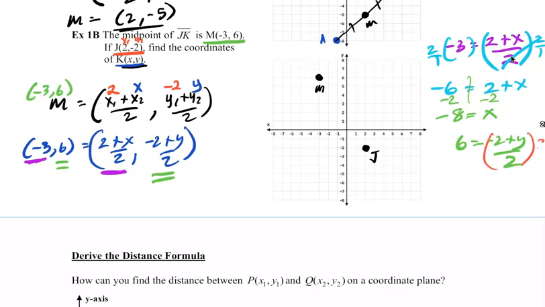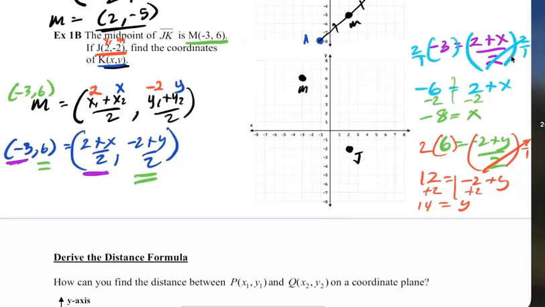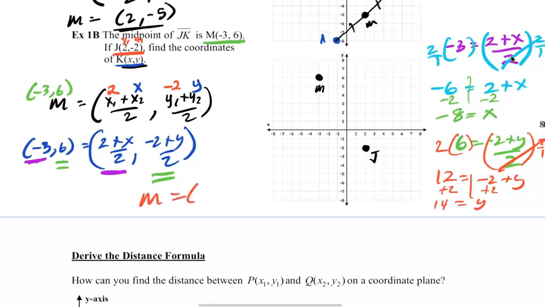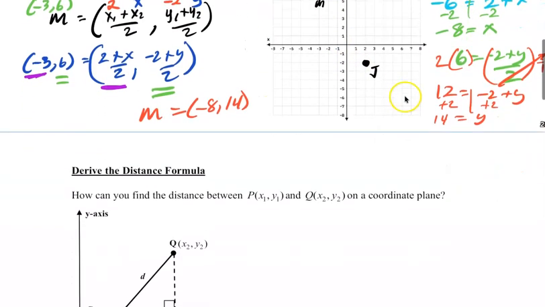Now we have to solve this in the exact same way, right? Let's get rid of that 2, so multiply by 2 over 1. These cancel. I get 12 equals -2 plus y. Then we're going to add 2 to both sides. So 14 equals y. So my point K is (-8, 14), which I don't have on here, but it'll be up there somewhere. Okay, so now we know the midpoint, hopefully.